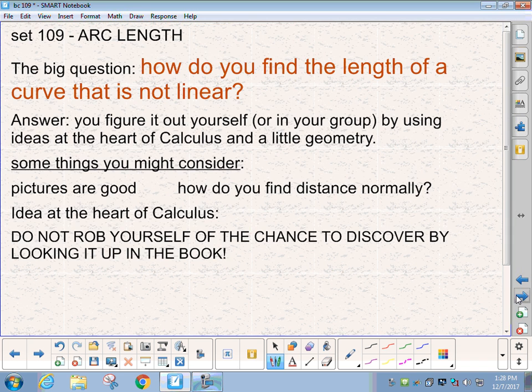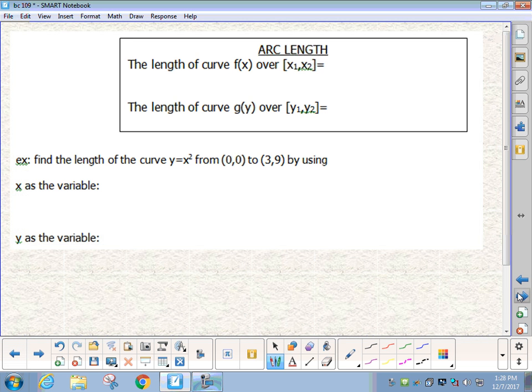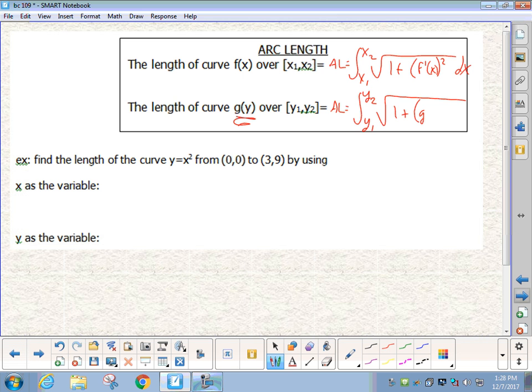Now that said, besides finding length with x as the variable, which is what we just said, 1 plus the derivative in terms of x squared dx, you could also use y. If I had a function of y, g of y, then the arc length would be from a y range, the low of the curve to the high of the curve y value, of 1 plus the derivative of g squared, square rooted, from lower to higher.